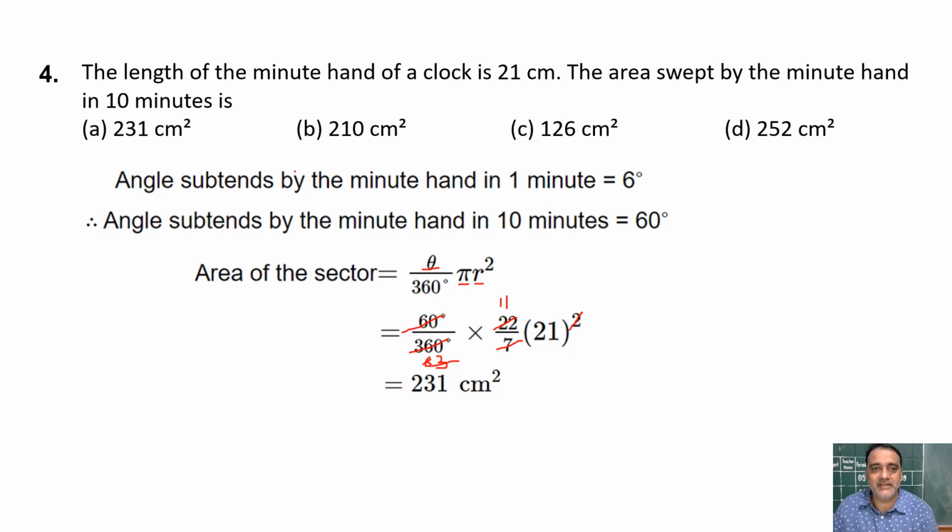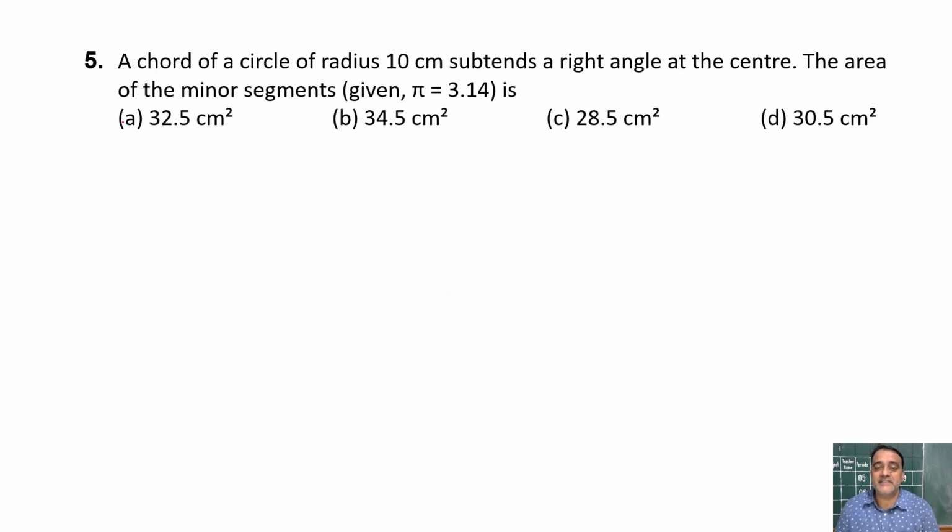So which option is the correct one? Option A. Option A, right. So now we are moving toward question number 5. A chord of a circle of radius 10 centimeter subtends a right angle at the center. The area of the minor segment given pi is equals to 3.14 is dash.